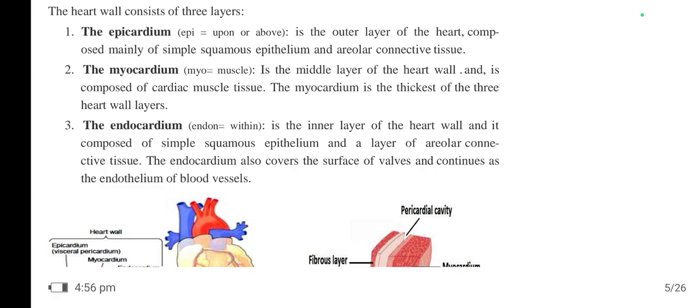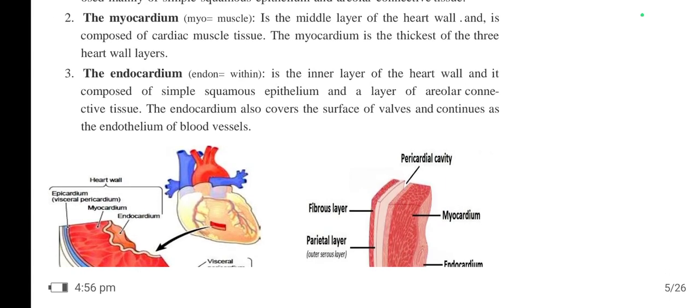Epi means upon or above, it is the outermost part of the heart, composed mainly of simple squamous epithelium and areolar connective tissue. Myocardium, myo means muscle, is the middle layer of the heart wall and is composed of cardiac muscle tissue. The myocardium is the thickest of the 3 heart layers.